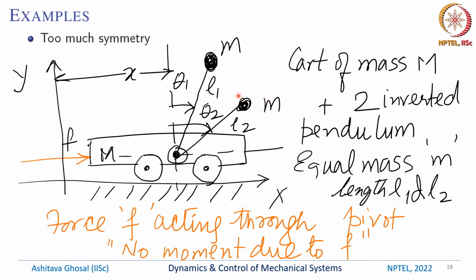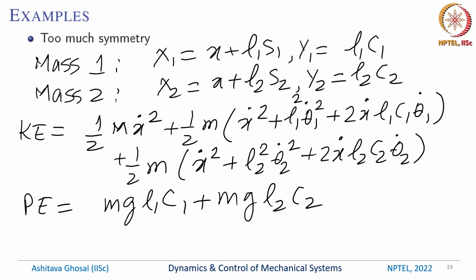Both the masses are equal, but the lengths are different. This is L1 and L2. And the force is acting on the cart, which is along the hinge. So basically there is no moment due to this force. It is just a linear force. So again, we can derive the equations of motion of this system.